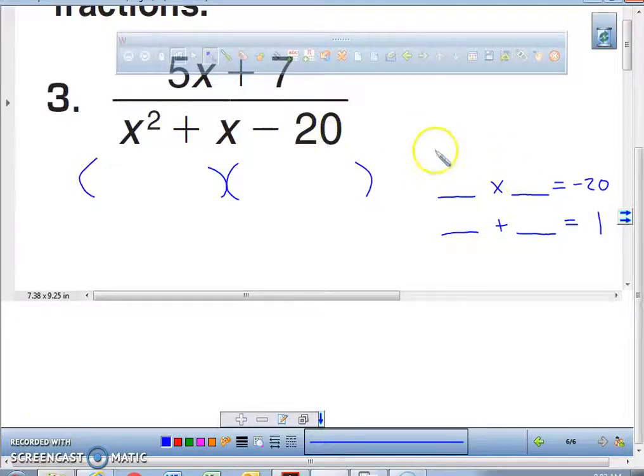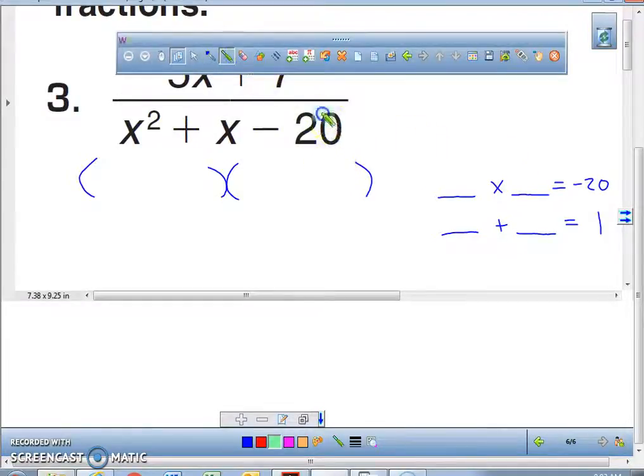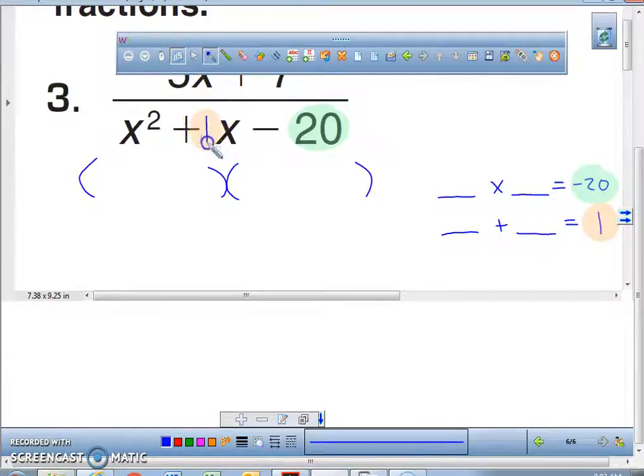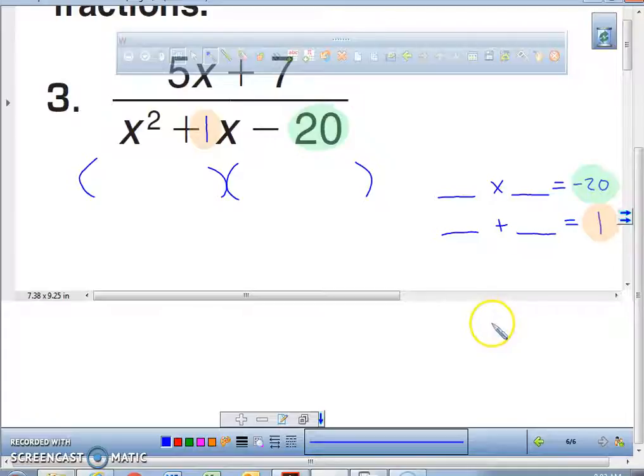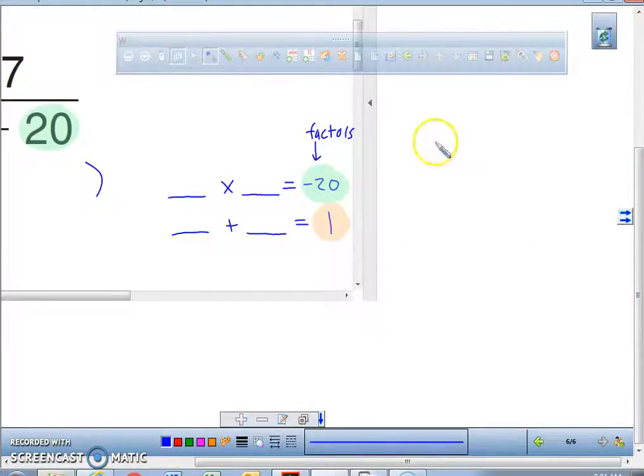I'm looking for two numbers that multiply together to equal a negative 20, and two numbers that add together to equal a 1. Even though you can't see it, just know that there's a 1 there. Now, always start with your factors, because the factors will give you your answer, essentially. The factors of 20 are 1 and 20, 2 and 10, and 4 and 5.